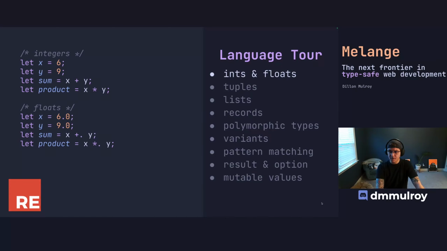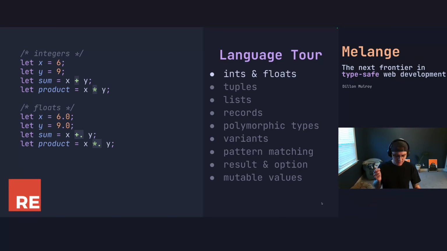So let's start with ints and floats. This is gonna look super familiar to TypeScript, right? We have let x equals 6, let y equals 9. We can get the sum, we can get the product. Below we have floats. We see that we use decimal points here. One thing that might stick out is that we have different infix operators here.